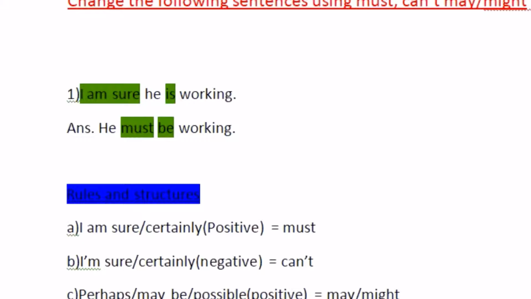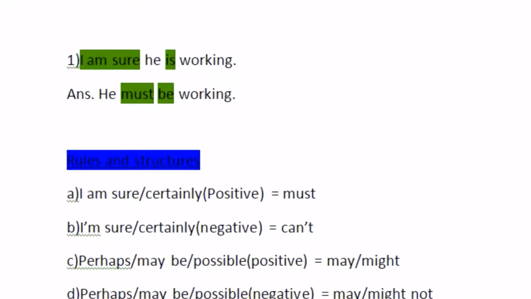Keep in mind these four rules here. I'm sure, certainly, positive: must. I'm sure, certainly, certain, negative: can't. Perhaps, maybe, possible, positive sentence: may or might. Perhaps, maybe, possible, negative sentence: may not or might not. Yes, my dear.